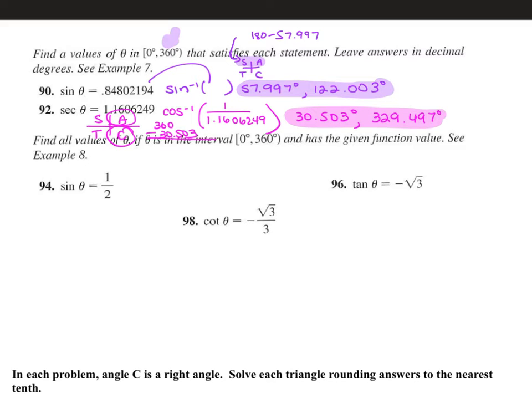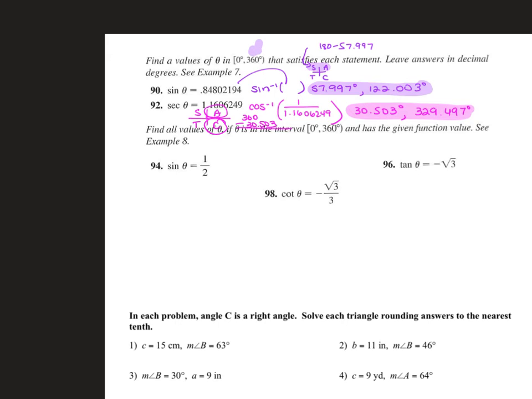The next section says find all the values of theta if theta is in the interval of 0 to 360 and has the given function value. So now we're not using our calculators. Now we're using our triangles. So we want to set up the two triangles, which would be 30, 60, 90, and 45, 45, 90. 1, root 2, 1, root 3, and 2.